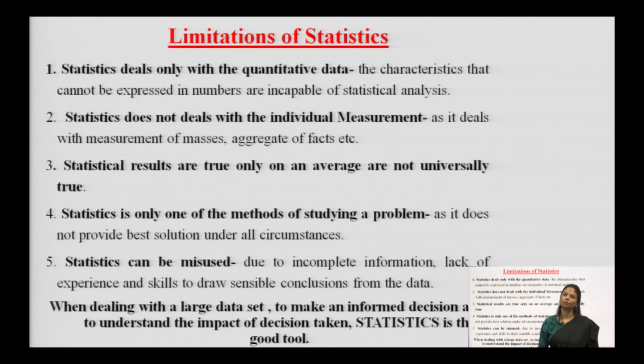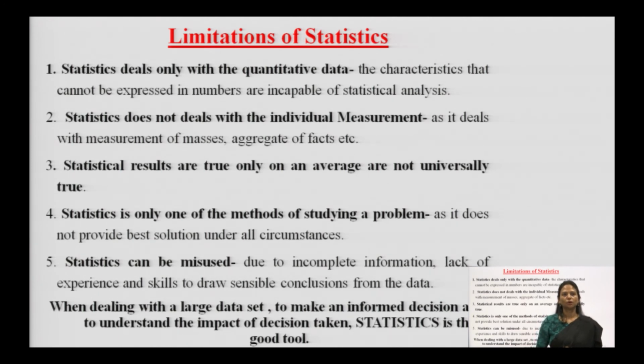Next comes, what are the limitations of statistics? The most important one: statistics deals only with quantitative data. It talks only about numbers, it cannot talk about quality. Characteristics that cannot be expressed in numbers are incapable of statistical analysis. For example, if somebody is beautiful, we cannot measure it in numbers. If somebody is very intelligent, we cannot measure it in numbers unless we give some test, put that person's intelligence onto test papers and record the results in numbers. We cannot measure intelligence directly because it is a quality, not a quantity. So, only quantities can be measured and not the quality of a person or a thing.